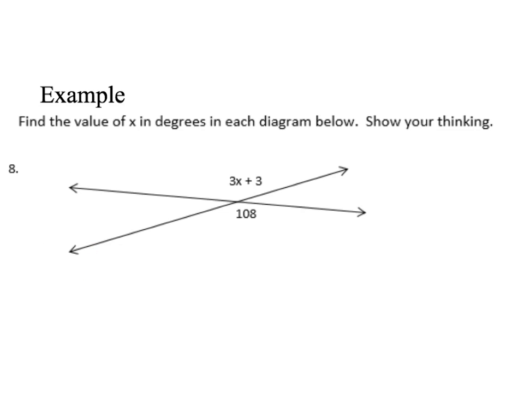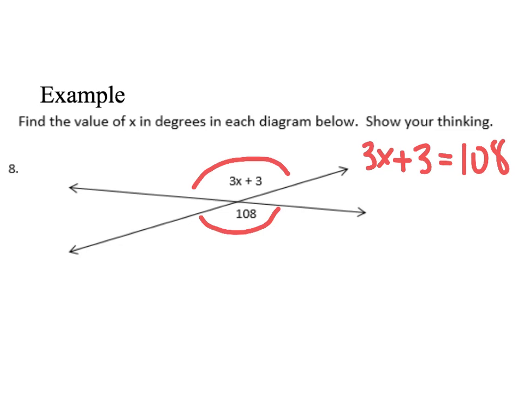Find the value of x in degrees in each diagram below. Okay, so 3x plus 3 and 108 are vertical angles. Vertical angles are congruent, so 3x plus 3 is equal to 108. Okay, vertical angles are equal to each other, period. That's it. Vertical angles are congruent. So set them equal to each other and solve.